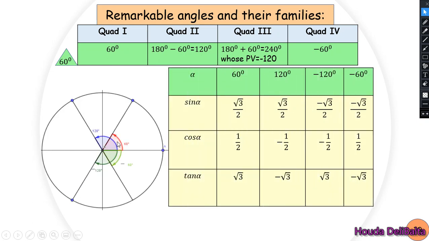And here is the table summarizing the ideas. Here is a trigonometric circle. Sine of 60 is radical 3 over 2, cosine of 60 is half, and tangent of 60 is radical 3.